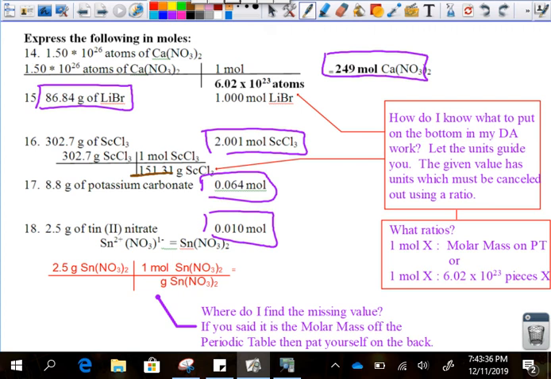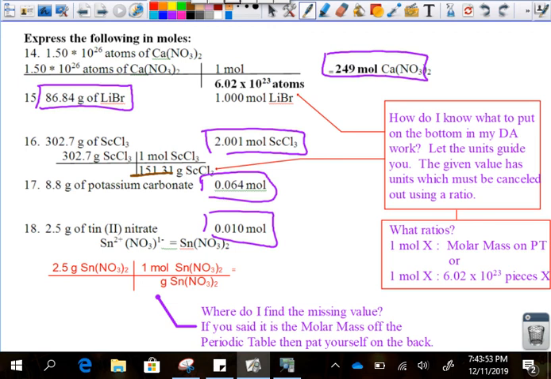Very common question. I can hear at least two or three of you thinking it right now, even though I'm in the past and you're in the future. Well, I guess technically you're in the present, but I'm talking to you from the past. Anyway, how do I know what to put on the bottom in my dimensional analysis work?